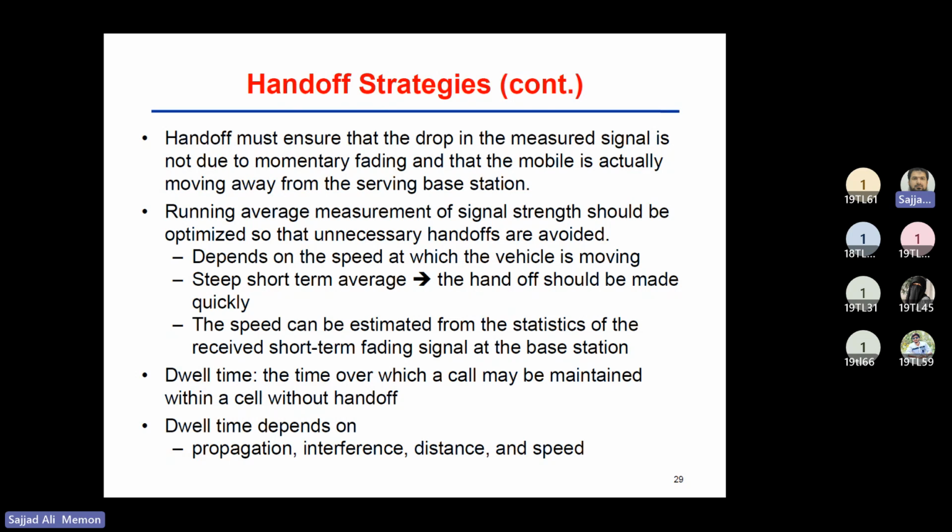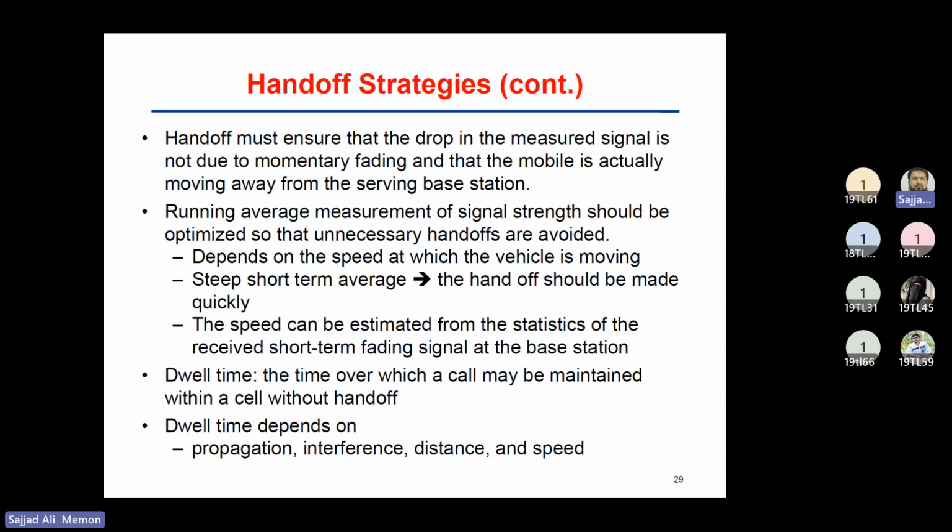Now this average measurement depends on the speed at which the vehicle is moving, if the user is in a vehicle. So a steep short-term average will be used when a user is moving at high speed. The handoff should then be made quickly, because the average of a pedestrian user will be changing relatively very slowly compared to the average of a user moving in a vehicle and moving away from one base station to another. So these are two different scenarios. In one case we use the running average, in the other case we use the steep short-term average. Both will decide the fate of handoff for different types of users: one is a pedestrian and one is in a vehicle.